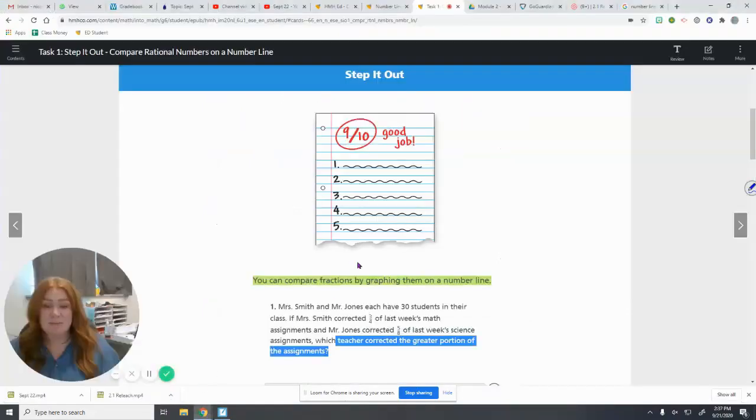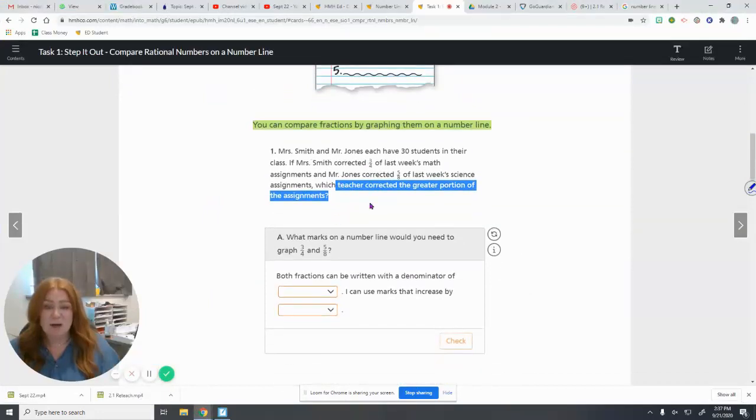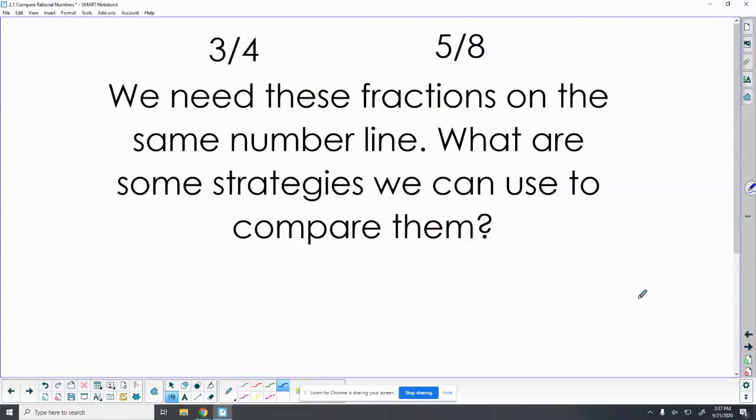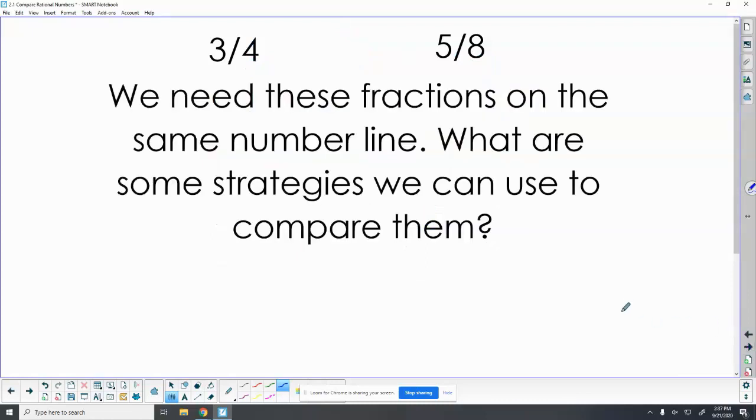So let's come back and look at that problem here. We know Mrs. Smith has corrected more, but this first problem asks, if we wanted to put them on a number line, what kind of marks would we need? So we want to put 3/4 and 5/8 on the same number line. We can see on this page back here, they had to be on different ones because they have different denominators. So I want you to think about some strategies we could use to compare these.